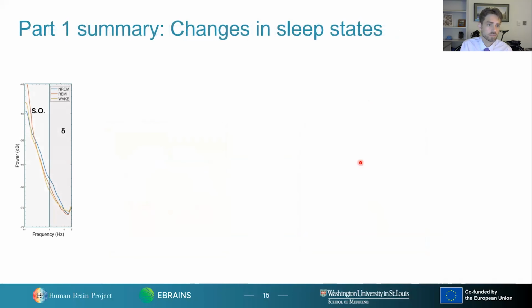So to summarize this first part of the talk, globally, we see an increase in the delta and the slow oscillation frequency band. We also now are seeing this increase in the slow oscillation power in the REM sleep, which is frontally and visually cortex predominant.